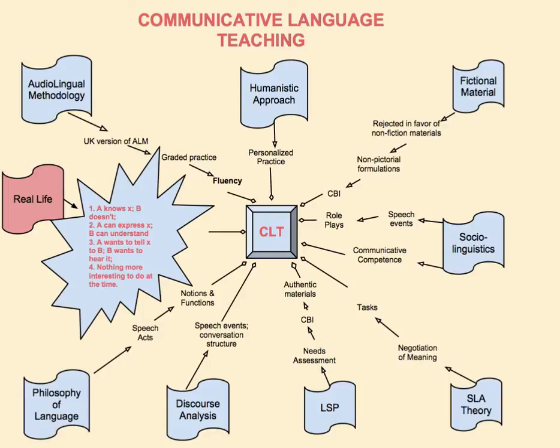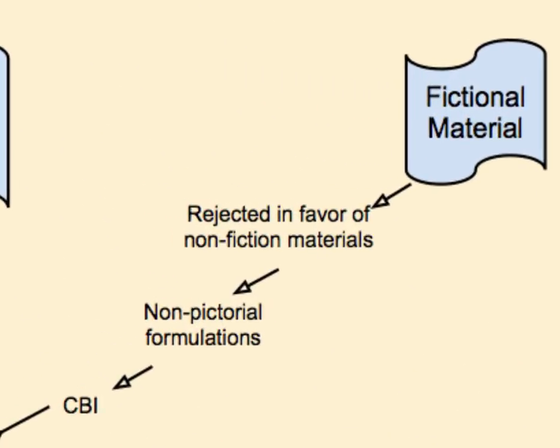Related to that is this movement away from fictional material. So textbooks up to that point featured dialogues between made-up people. The dialogues were written by textbook writers who, frankly, were often not very good at writing the way people actually speak. And the reading texts were also inauthentic and somewhat bogus.